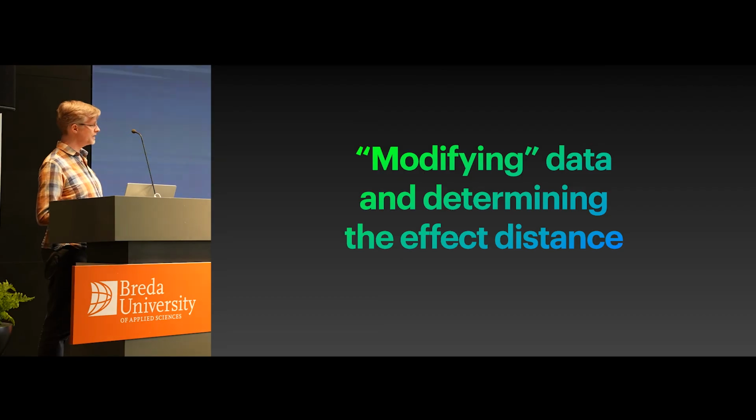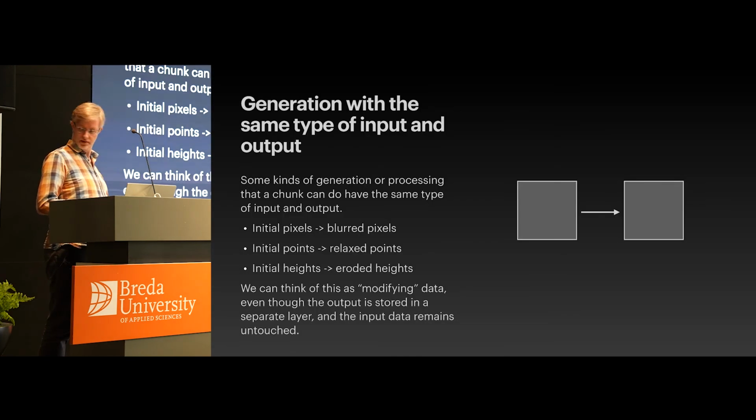Then to something else I've glossed over. I've said a chunk would request data from other layers with its own bounds plus some padding, but I didn't say how to determine how much padding to use. That's what this section is about.